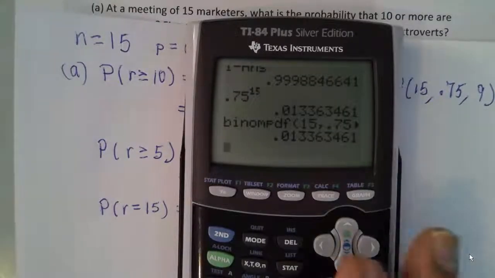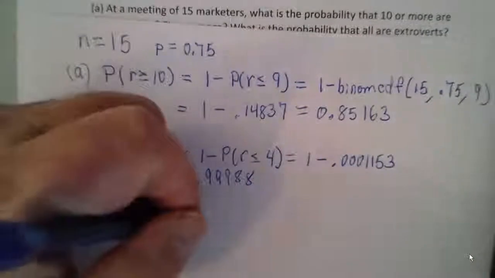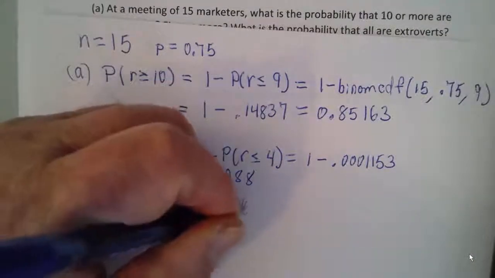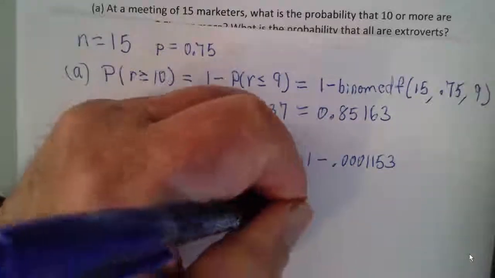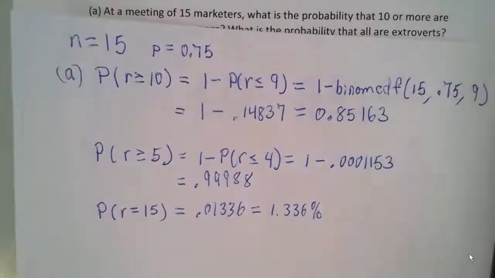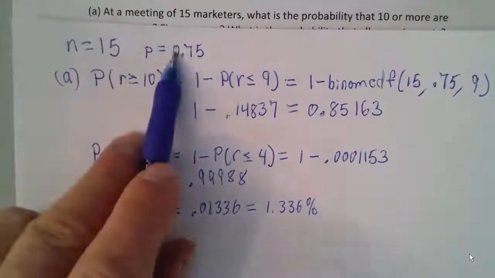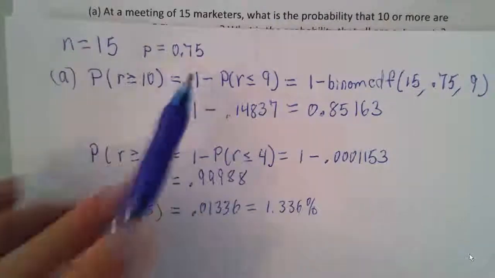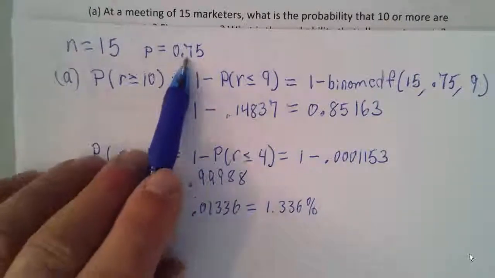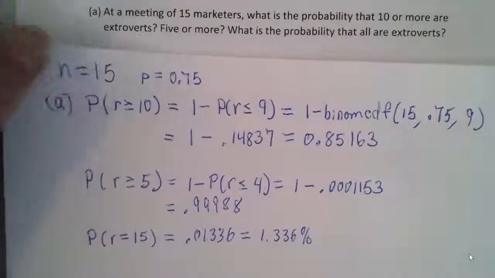Probability is not real high, but we did get that. That is the number we got just from the formula. It's 0.01336, which of course, move that decimal over 2 places, 1.336%. That's actually fairly small. And you would expect that because there's a 25% chance on any one of them being not an extrovert, and you get 15 tries, so it's fairly likely that at least one is not extroverted. Okay, so that takes care of part A.